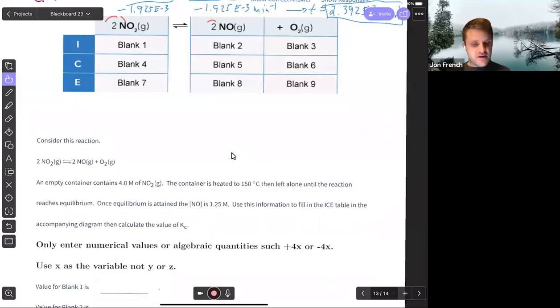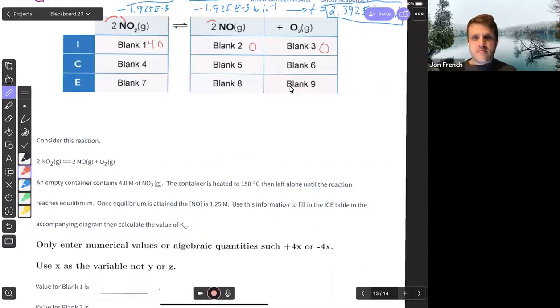So they tell us our initial concentration, right? Our initial concentration is 0.04 for nitrogen dioxide. Initial concentration here, 0 and 0. At the start of the reaction, we have 0 product. And then we're going to set this up in terms of X.